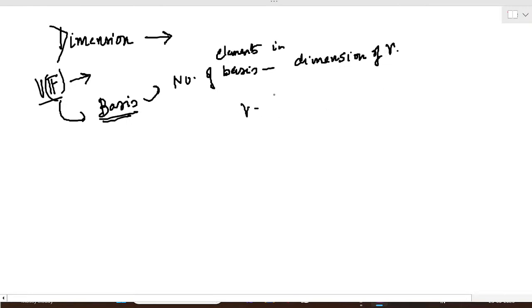And I told you that if there is only the null element, that is 0, this forms a subspace also, so it is a vector space in its own right. Only for this will you have dimension 0. If the vector space does not have a finite basis, then it is called an infinite dimensional vector space. Is that clear till this point?